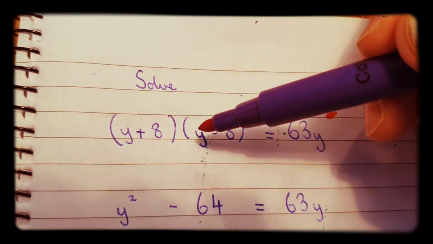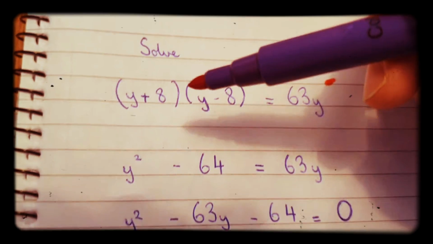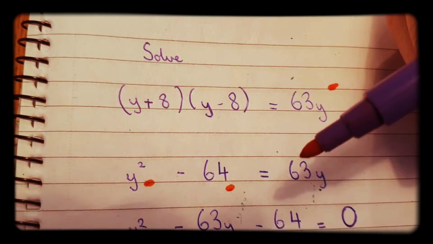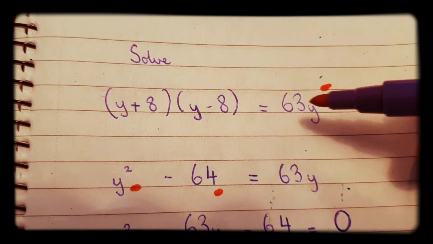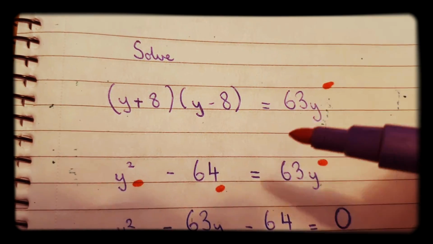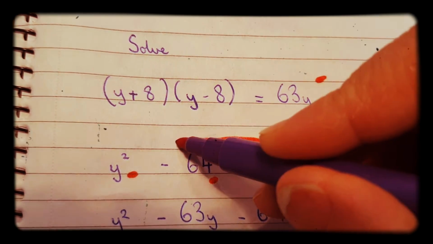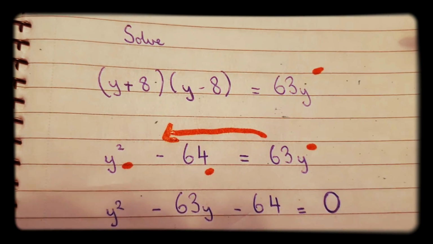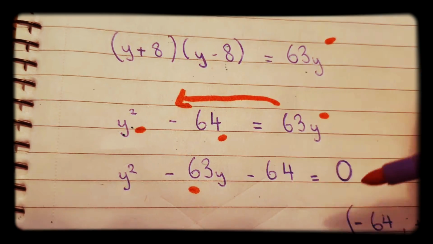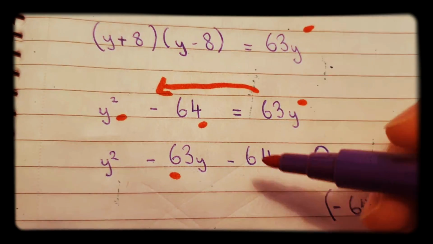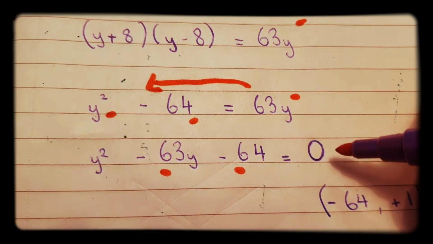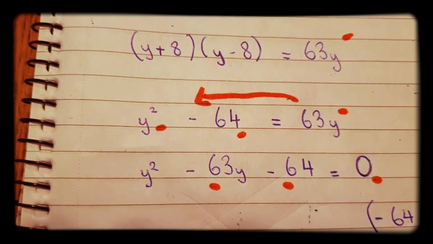So once you expand these two brackets, you will end up with y squared minus 64, and then that will equal 63y. Then after that, you need to take this 63y and put it over this side. So y squared minus 63y, because you're taking it over to this side, it becomes minus 63y, minus 64, and then because there's nothing left on the right hand side, it equals 0.